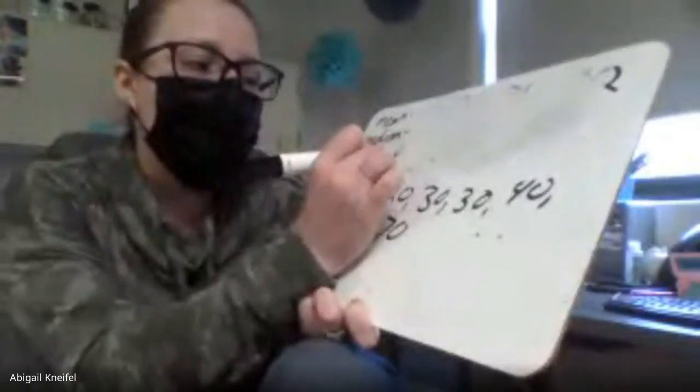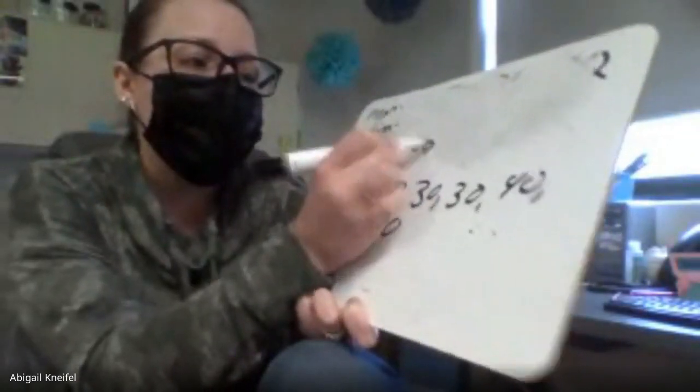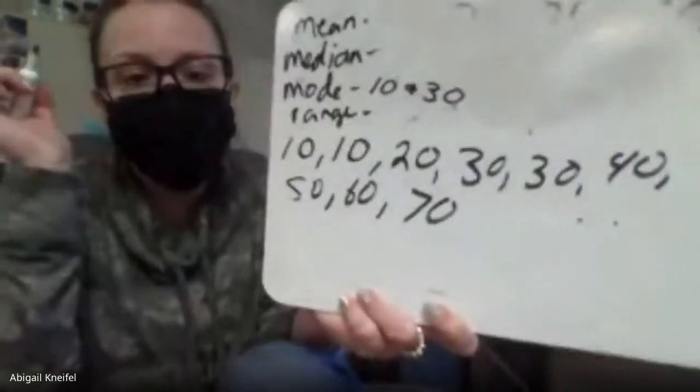Let's find mode. It's the most used number. Guess what? We have 2 modes because 10 and 30 are both used twice. So mode should be 10 and 30. You should have both. Range. Range is easy. Highest 70 minus 10 lowest. Our range is 60.